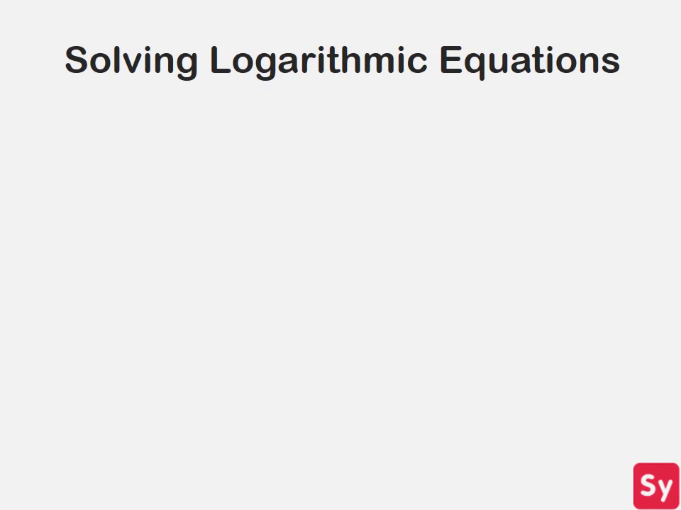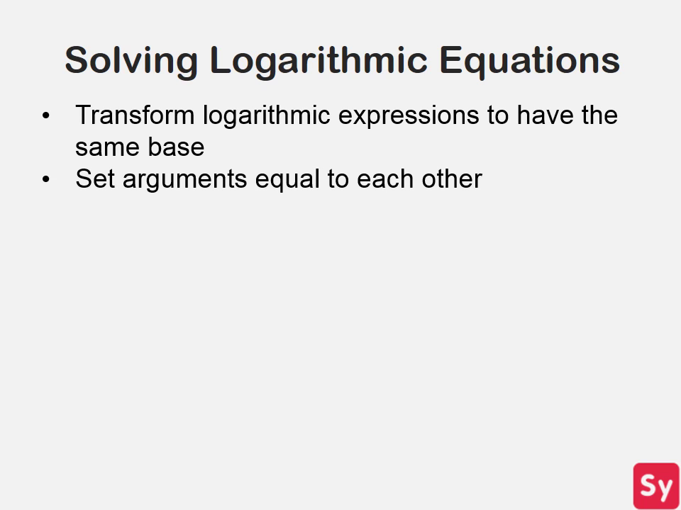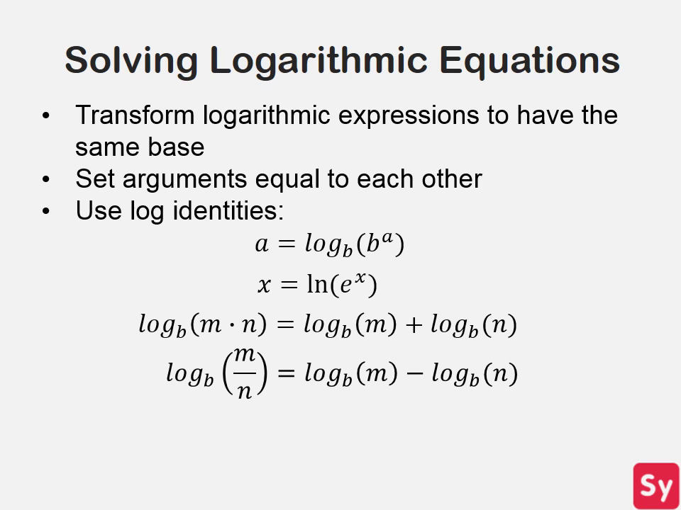We solve logarithmic equations by first transforming the terms to have the same base. This will allow us to set the arguments equal to each other. However, before we can set them equal to each other, there must be just one logarithmic term on each side of the equation. We will use these identities to help transform terms in logarithmic expressions. You can find more logarithmic identities by visiting Symbolab's website and clicking on the cheat sheet section.